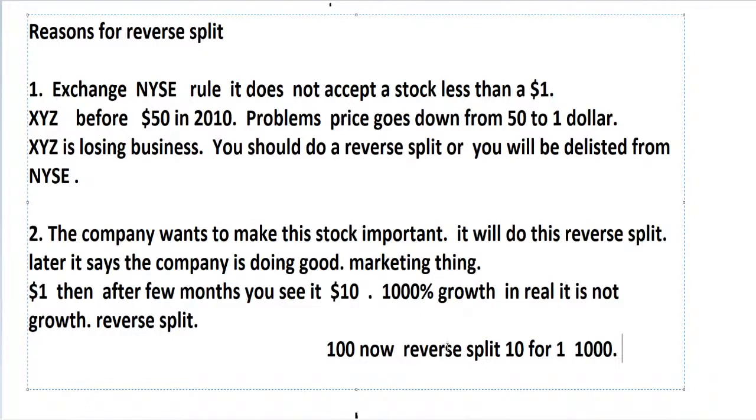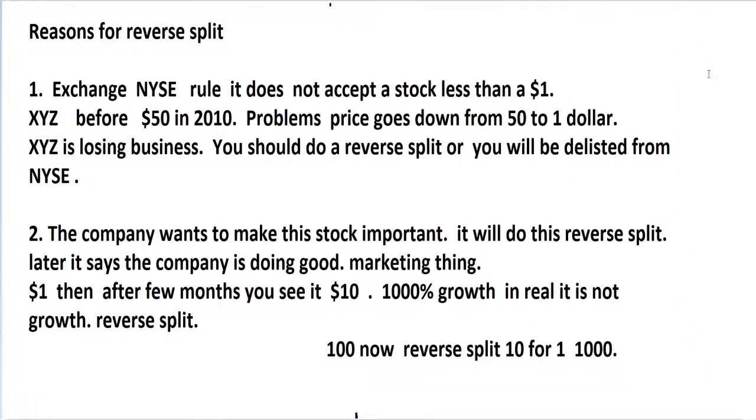So guys, be careful when you buy an investment. You should look at the company. You should look if it is not a reverse split. You should know if it is making money, and all the other stuff. Okay? So this is it for now.